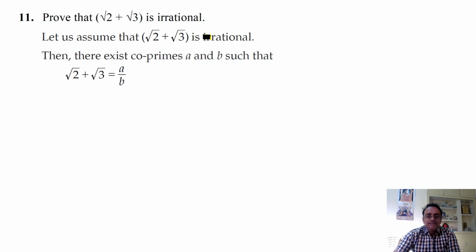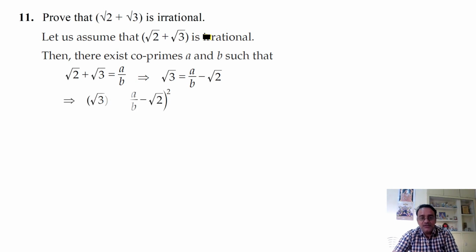Okay. So let us assume that root 2 plus root 3 is a rational number. Then there exist co-primes a and b such that root 2 plus root 3 is equal to a by b. Now we will shift one of root 2 and root 3 to the right hand side. So I am shifting root 2 to the right hand side, right?